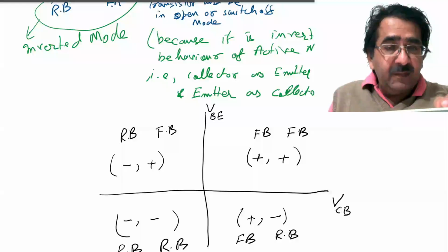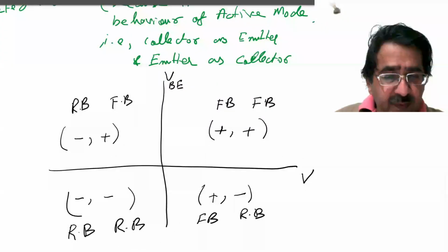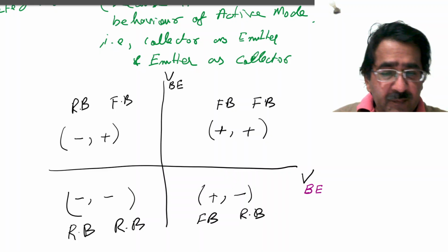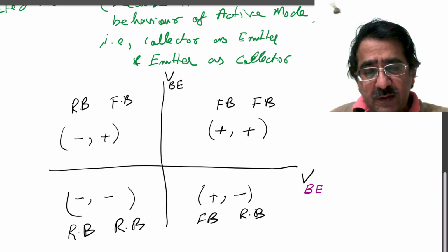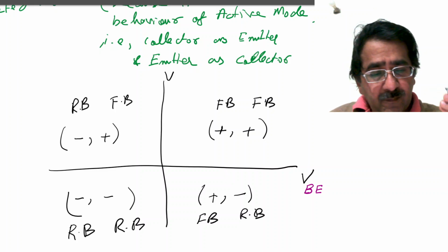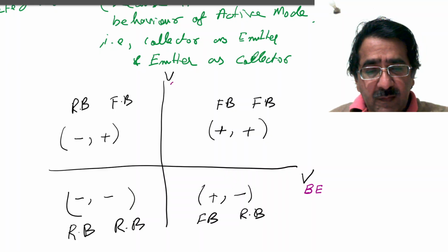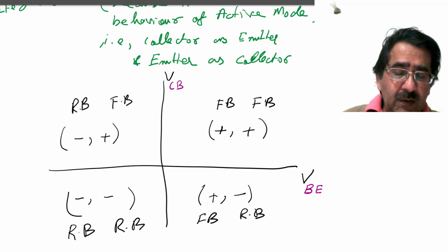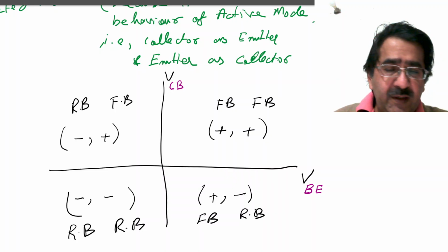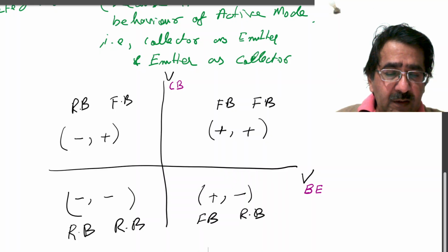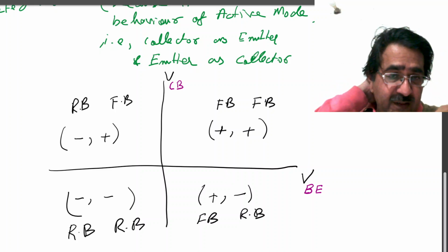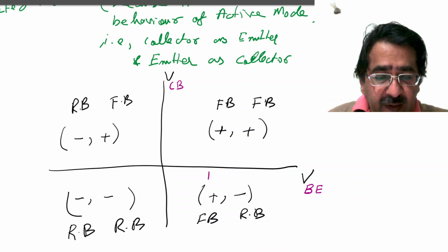VBE is here, and the output voltage VCB is the collector-base voltage. If the base-emitter junction is forward biased, meaning the x-axis is positive, and the collector-base junction is reverse biased, then this will be the active mode.